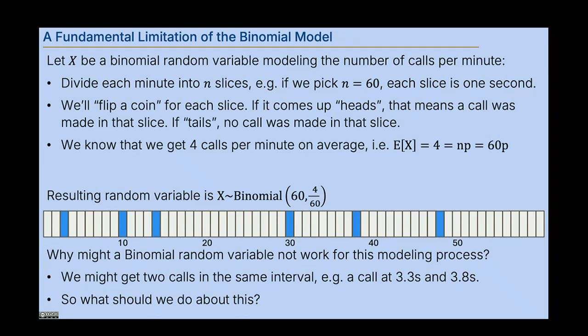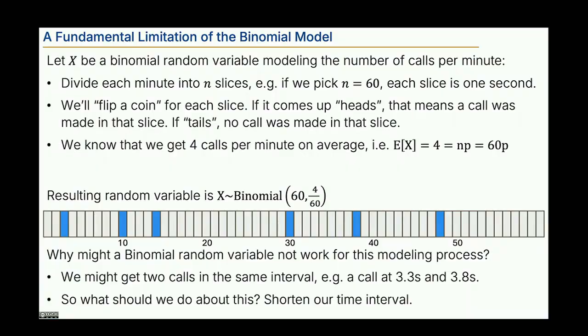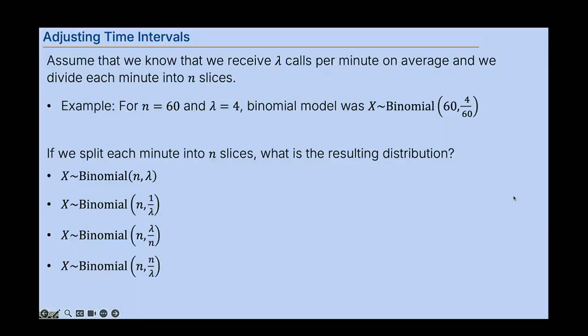No, I'm going to take someone else. Yes. Yeah, pick a smaller time interval. So I'll just shorten the time interval, whatever that might be. Okay, so instead of doing 60 intervals, I'll do 60 million or something. This one is not a submission question, but let's think about it.